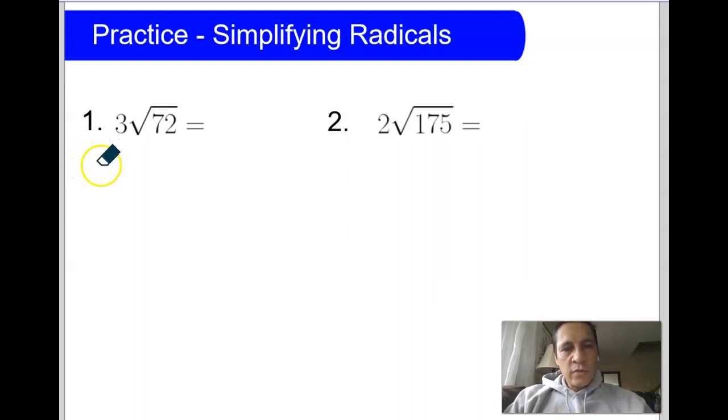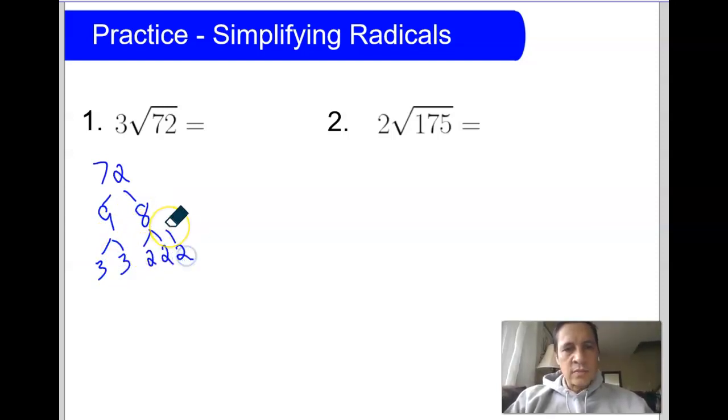3 times the square root of 72. I want to simplify that radical. Well, 72, I'm going to break that down into 9 and 8. 9 I'll break down into 3 and 3. 8 we know is 2 times 2 times 2. I'm looking for those perfect squares here. I see 2 3s, I see 2 2s, and then that leftover 2.